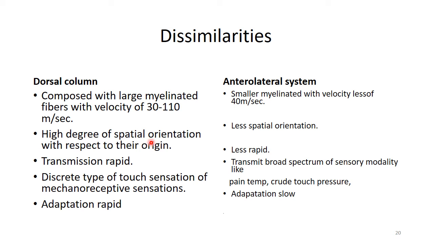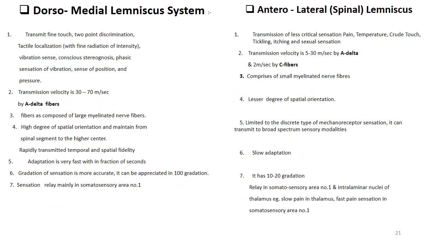High degree of spatial orientation with respect to the origin. Less spatial orientation. Transmission rapid, as it is thicker fibers. This is less rapid. Adaptation rapid, but adaptation slow. So as I said, thicker fibers, A delta fibers, here the C fibers, A delta fibers.